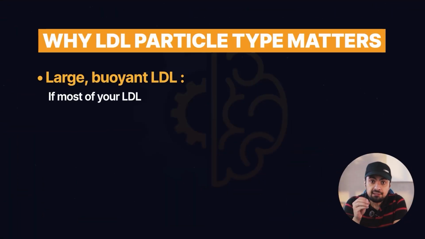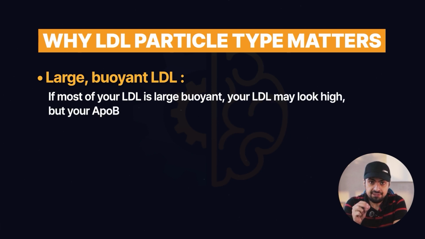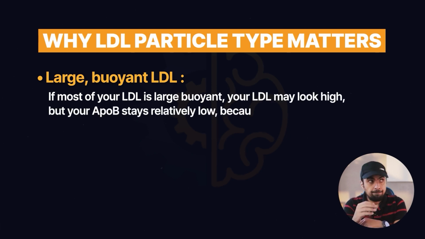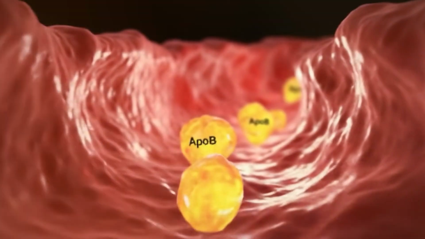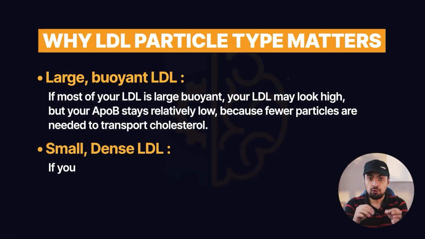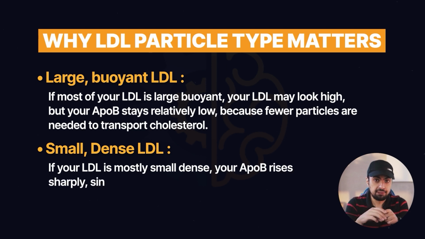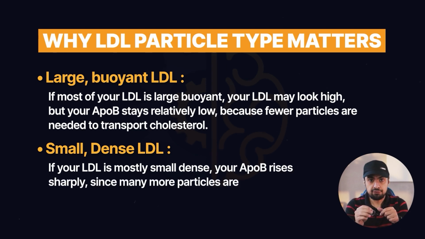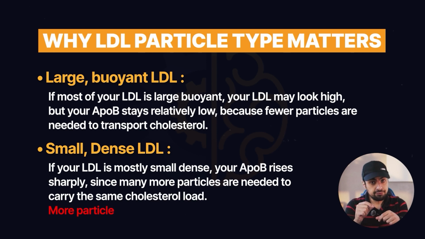Now, why does this matter? If most of your LDL is large buoyant, your LDL may look high, but your ApoB stays relatively low because fewer particles are needed to transport cholesterol. If your LDL is mostly small and dense, your ApoB rises sharply, since many more particles are needed to carry the same cholesterol load. More particles equals more ApoB equals higher risk.